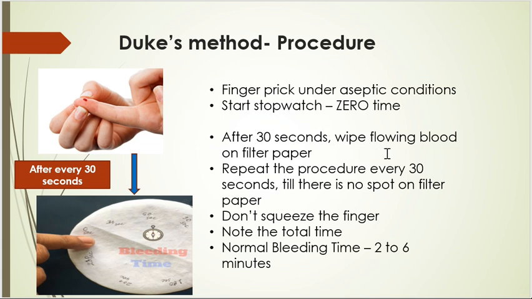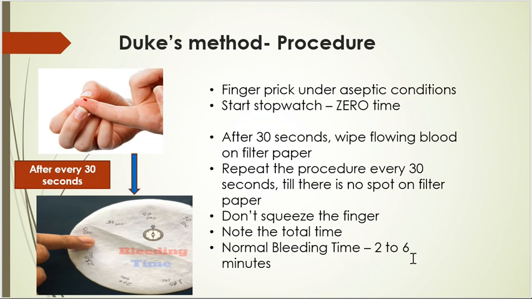Once you have started zero time, only then can you measure the 30 seconds. Once 30 seconds are complete, you have to wipe the flowing blood on the filter paper, at any point or corner. Then repeat the procedure again: every 30 seconds you have to touch the filter paper, or wipe the blood. You should not press the puncture site, otherwise the blood will clot. Every 30 seconds you repeat this procedure. Don't squeeze the finger.